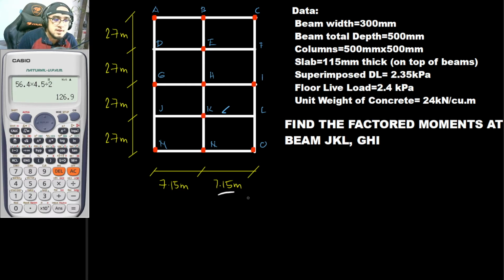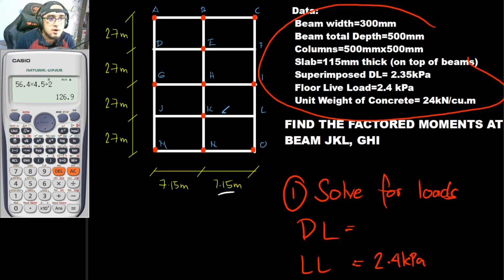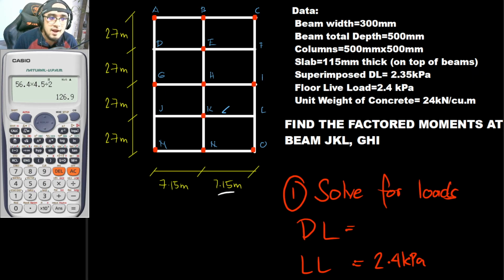Okay. So, the first thing that you will be doing here is for you to solve for the loads. So, in this case, we have our dead load and we have our live load. But for our live load, given na siya. So, 2.4 kilopascal. And yung sa dead load, madami kayo kapang i-compute. So, ito, ang mangyayari lang dito is volume times the unit weight. So, for example, you want to solve for the weight. Teka, na oras na ba?